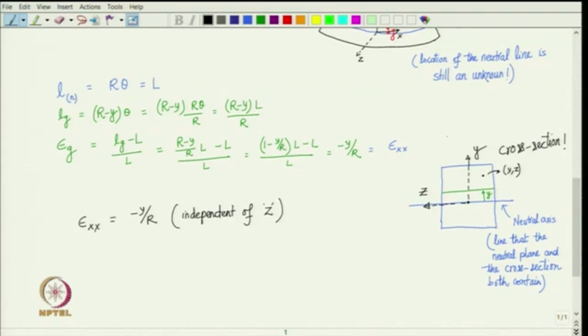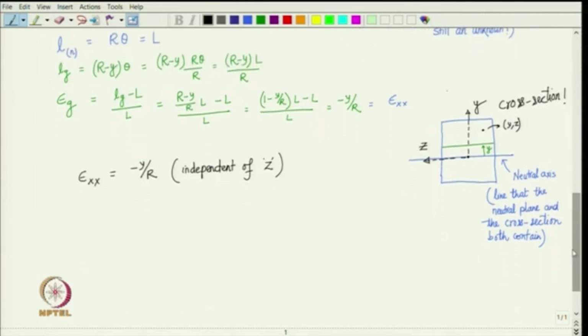Okay. Now, what can we say about sigma x x then? So, let us try to use the stress strain relationship. We know that epsilon x x is equal to 1 over E into sigma x x minus nu times (sigma y y plus sigma z z). So, that is the relationship for isotropic materials. Okay. So, we want to find out what is sigma x x.